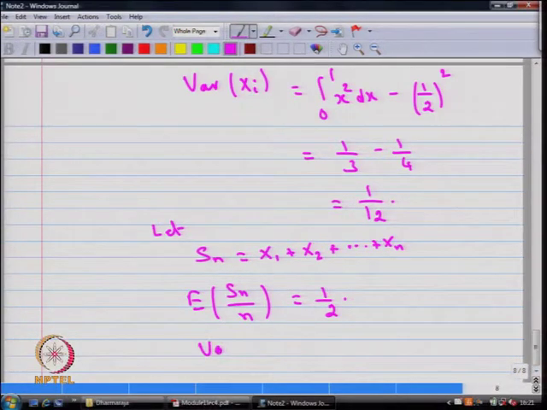Similarly, if you calculate variance of Sn by n, that becomes 1 divided by 12 times n, because the variance of Xi's is 1 by 12. So, the variance of Sn is a summation of Xi's from 1 to n. Therefore, variance of Sn by n becomes 1 divided by 12 times n.